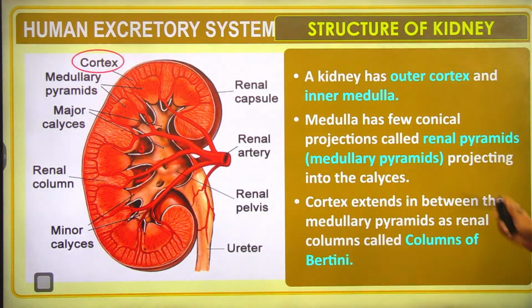Okay, so medulla has a few conical projections which are known as renal pyramids projecting into the calyces. So cortex extends in between the medullary pyramids as renal columns, that is known as columns of Bertini. Okay, so that is the medullary pyramid that's mentioned there. So that's the renal column.